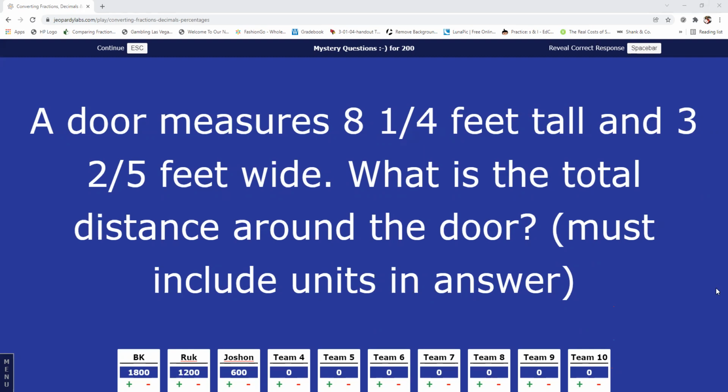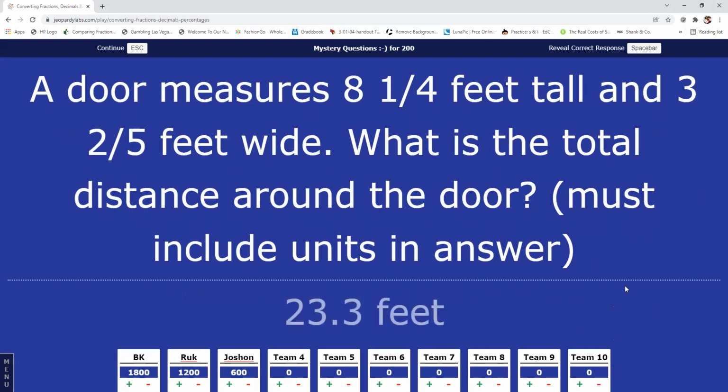All right, so let's see what the correct answer is. The correct answer is going to be 23.3 feet. It says a door measures 8 1/4 feet tall and 3 2/5 feet wide. What is the total distance around the door?